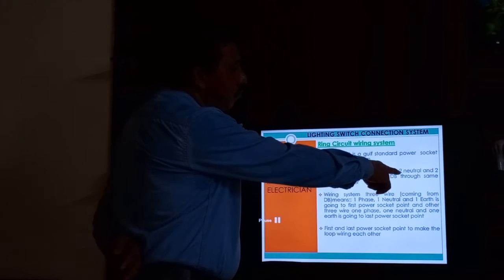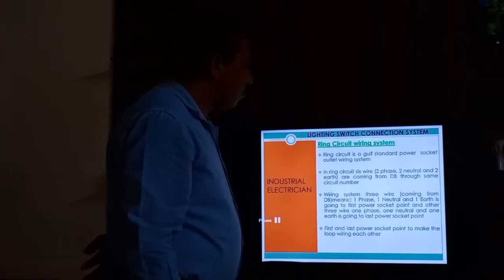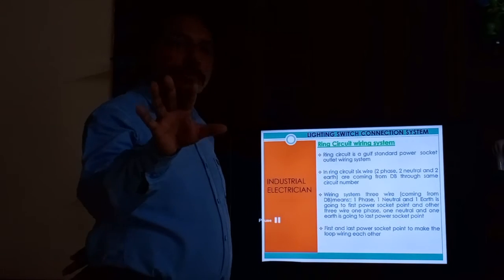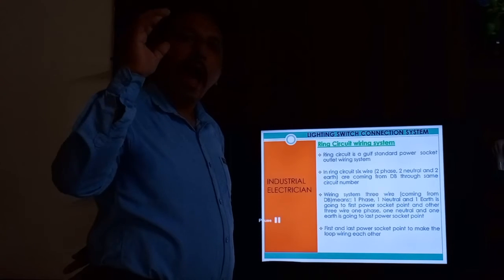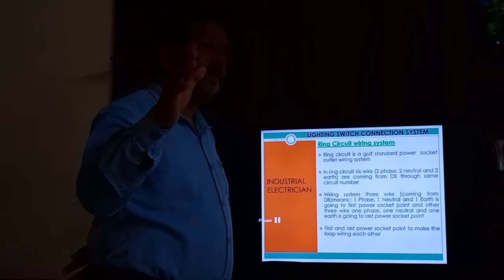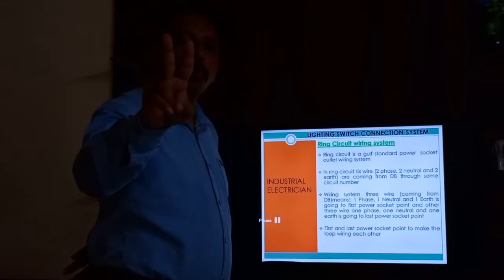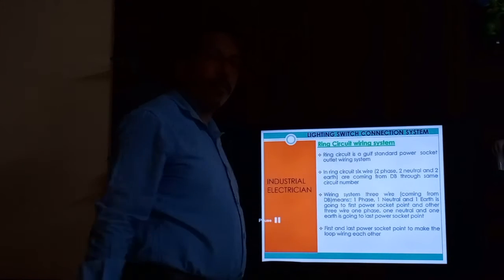In a ring circuit, 6 wires are coming there: 2 phase, 2 neutral and 2 earth wires. 2 phase means, suppose your circuit is R1, this means 2 wires of red phase are coming there, and neutral 2 and earthing 2. Total 6 wires are coming.